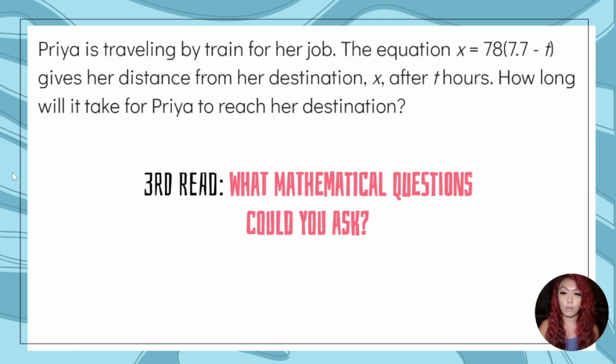Moving on to the third read. Priya is traveling by train for her job. The equation x equals 78 times the difference of 7.7 and t gives her distance from her destination x after t hours. How long will it take for Priya to reach her destination? Please pause this video and take a few minutes to think of any mathematical questions that you could ask.